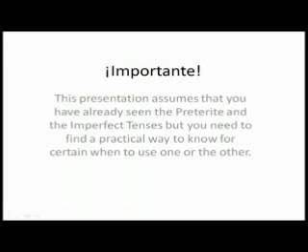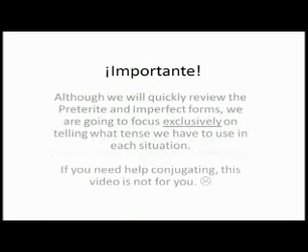For the purposes of this presentation, we're going to assume that you've already seen the preterite and imperfect verb forms, and that you're looking now for a practical and simple way to know for certain which one to use in any situation. We will quickly review the forms for you, but after that we're going to focus exclusively on deciding which tense we have to use in any situation. If you still need help conjugating these verbs, this video may not be for you.